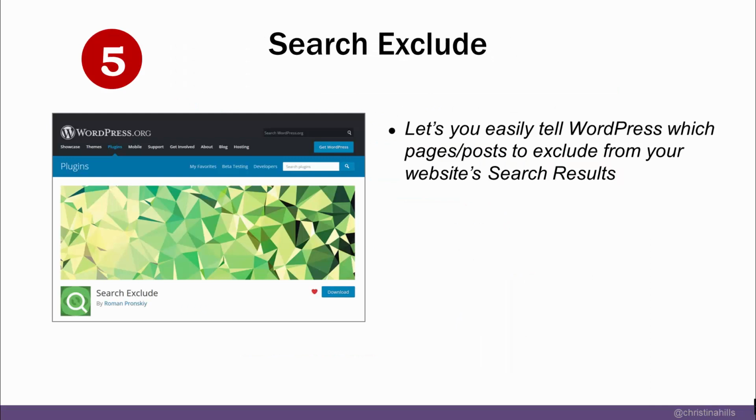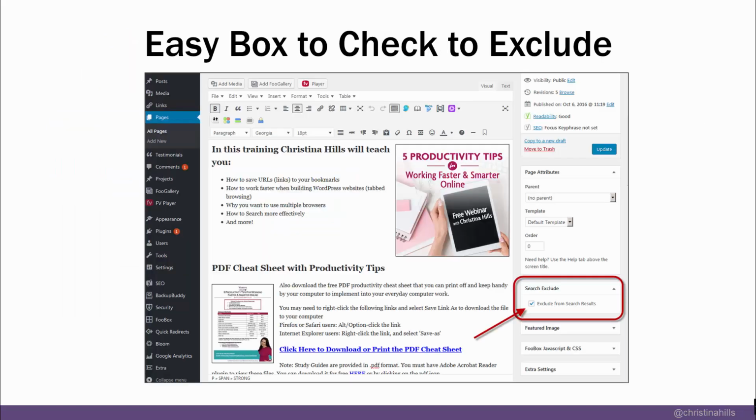So this is the plugin. And I love this plugin because it's so easy. I'm going to show you in the next screen how easy it is. It lets you search exclude. It lets you easily tell WordPress which pages or posts to exclude from your search results, right? So all you have to do with Search Exclude is activate it, turn it on, and then if you have a page you want to exclude from your on-site search results, you just check this little box. So then when somebody does a search, it will not show up.